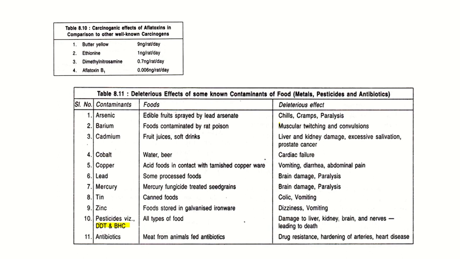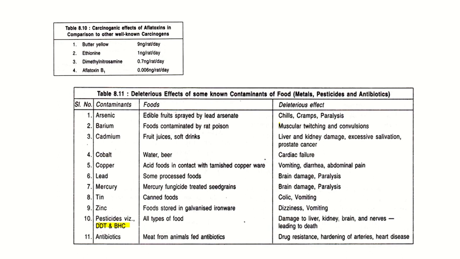Tin. Not titanium, tin. Tin we generally utilize in canned foods or Coca-Cola or beverages. So it will cause vomiting and colic too. Similarly, zinc. Zinc is essential for our body, especially for males. But if it is higher, generally it is contaminated in food material stored in galvanized vessels. Galvanized vessels with ironware cause dizziness and vomiting.